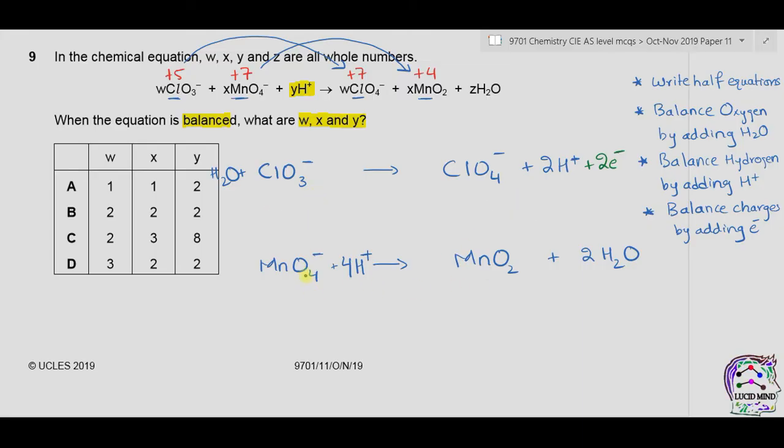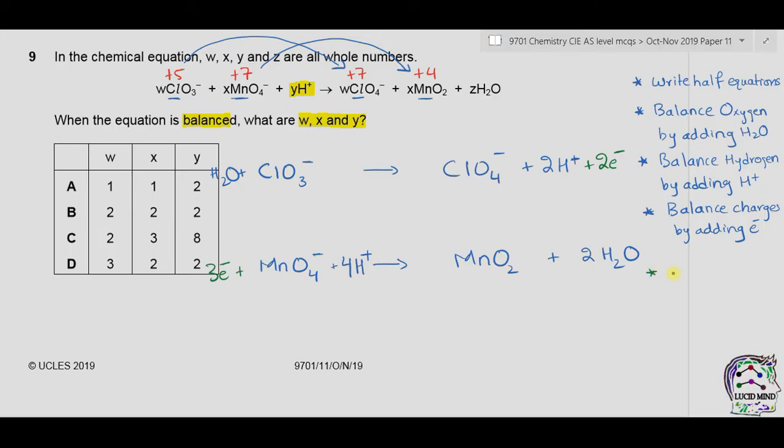For the second equation, we have -1 on MnO4⁻ and +4 on H+, so the overall charge is +3. On the product side, we have 0 charge, so it is neutral. So in order to make the reactants neutral, we must add 3 electrons. So we can write 3 electrons with the reactants.